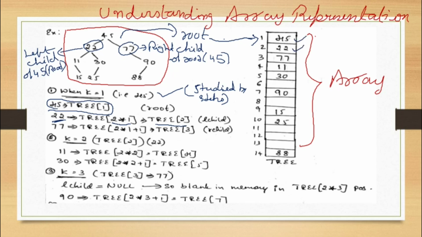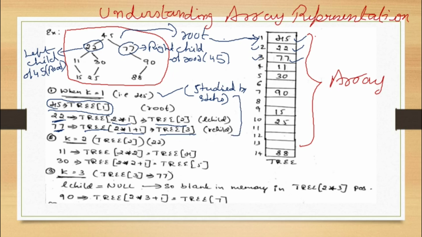Then the right side child, that's the right subchild. Where do we store the right subchild? The right subchild we store in the 3rd location. That is nothing but 2 into 1 plus 1, that is nothing but tree of 3. So in tree of 3 we stored the 77. So that is how it goes.